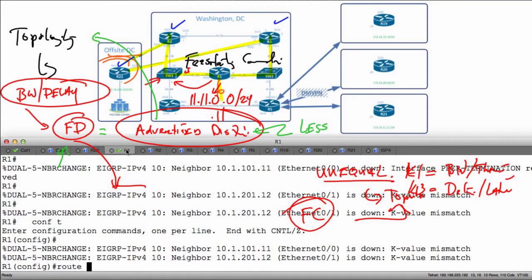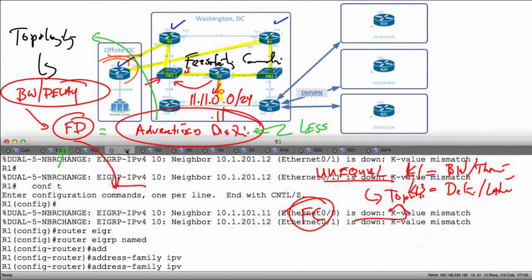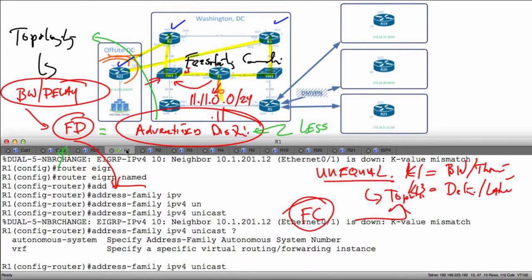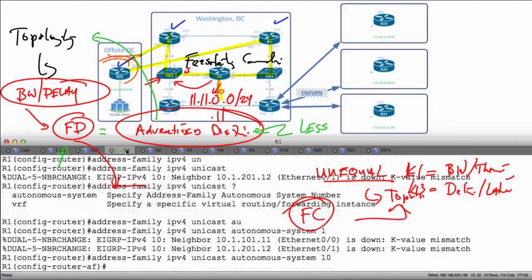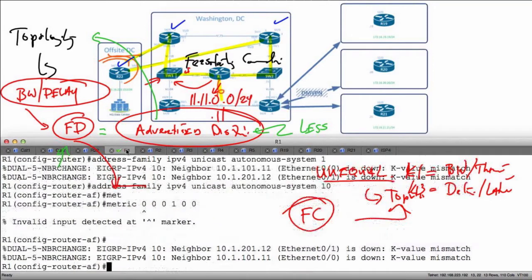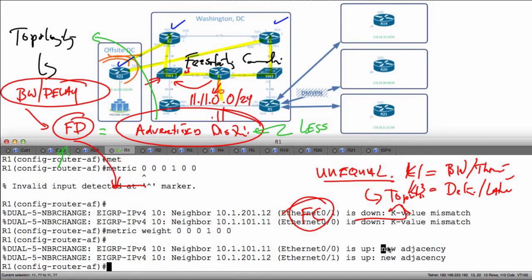Config T, router EIGRP named, address family IPv4 unicast. You can specify unicast. If you leave it off, it'll by default apply unicast. Autonomous system 10, metric 0, 0, 0, 1, 0, 0. And that should bring everything up. We should get a connection with Cat2 and Cat3. Oh, metric weights. I did it again. This should bring everything up. And we see we have a new adjacency.